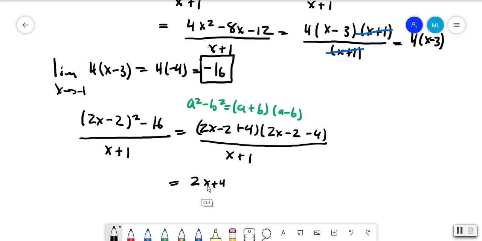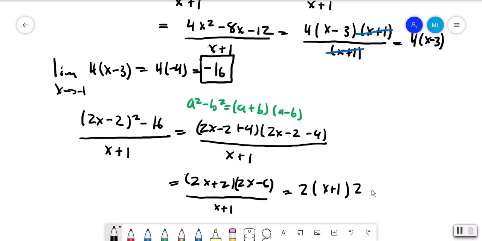Actually, it's plus 2 because 4 minus 2 is 2. So we have 2x plus 2, and then you have 2x minus 6, so you have 2x minus 6 divided by x plus 1. Now, when you factor again, because these are not completely factored, you have 2 times x plus 1, and then you have 2 times x minus 3.